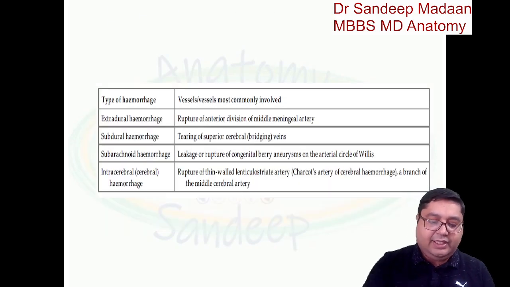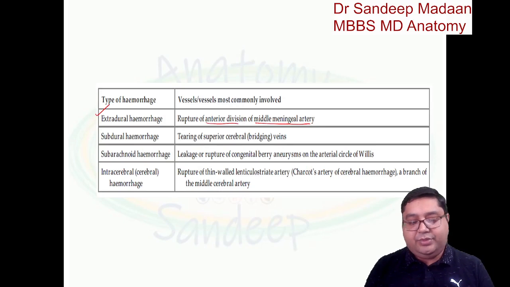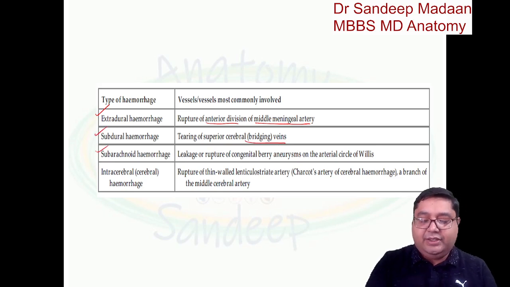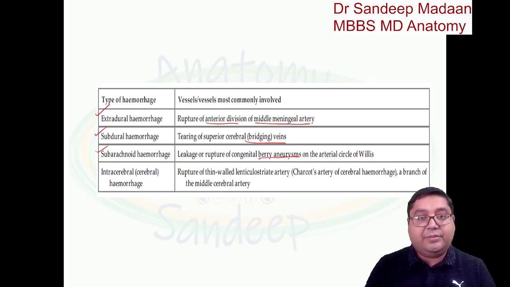Just before that, let me summarize. Extradural hemorrhage, we have the anterior division of the middle meningeal artery, that is the most common vessel involved. Subdural hemorrhage, we have the bridging veins. Subarachnoid hemorrhage, there will be rupture of the berry aneurysm, and usually the history given is the thunderclap headache or the worst headache of life.